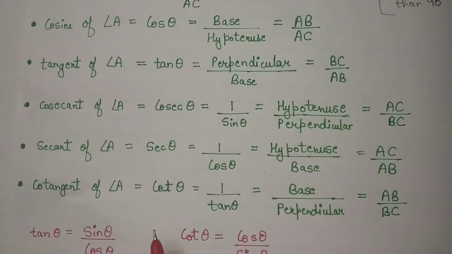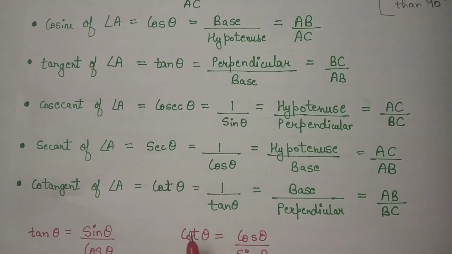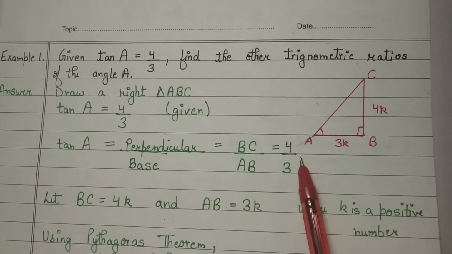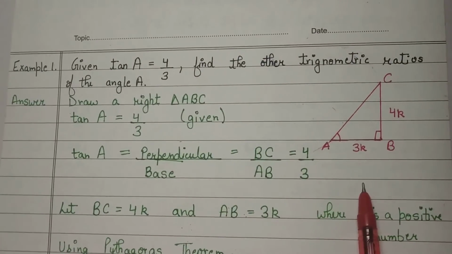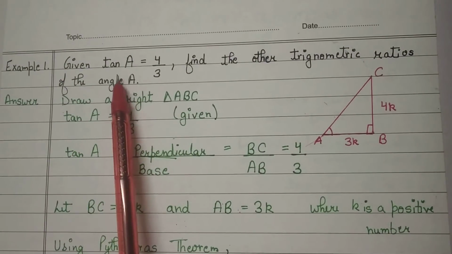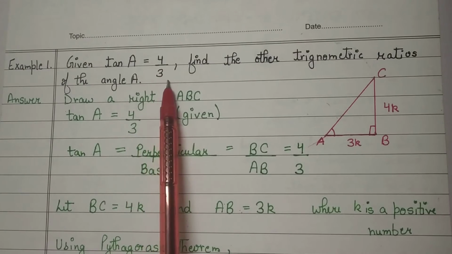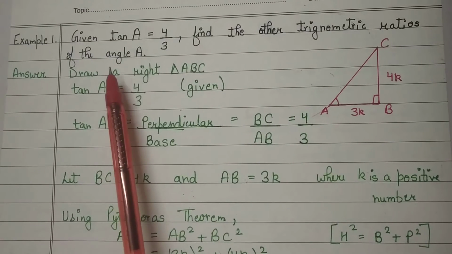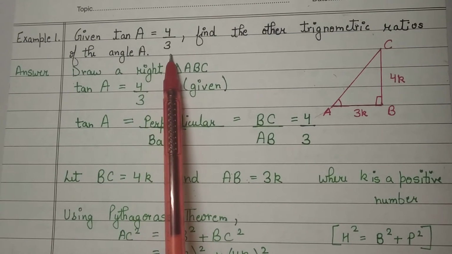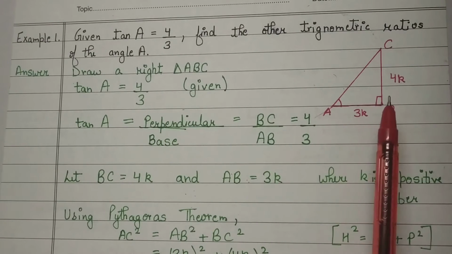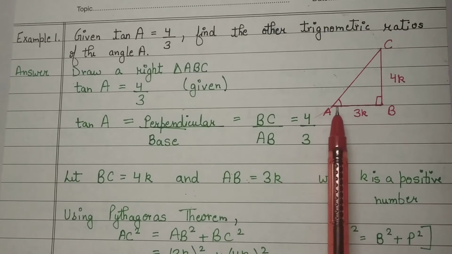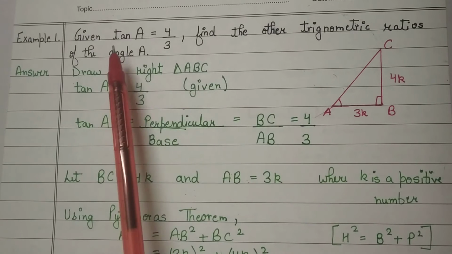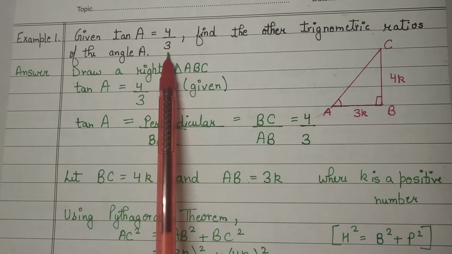Let us start with example 1 of exercise 8.1 of NCERT. Example 1 says, given tan A is equal to 4 by 3, find the other trigonometric ratios of the angle A. This question is given. First I need to make the triangle. I have made a right angle triangle and an acute angle, and tan A is equal to 4 by 3.